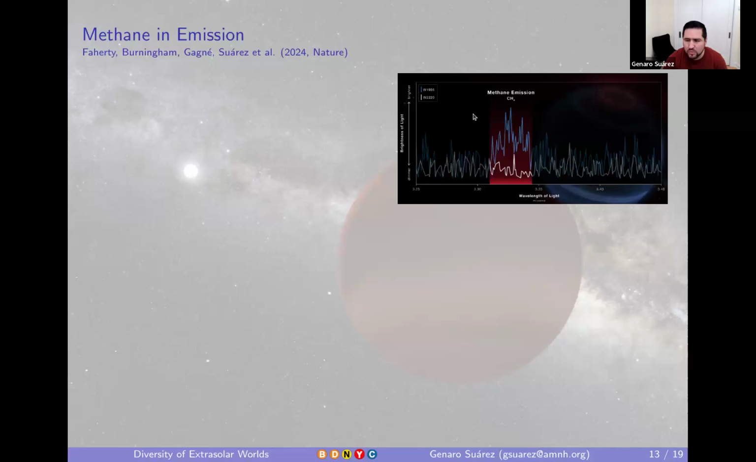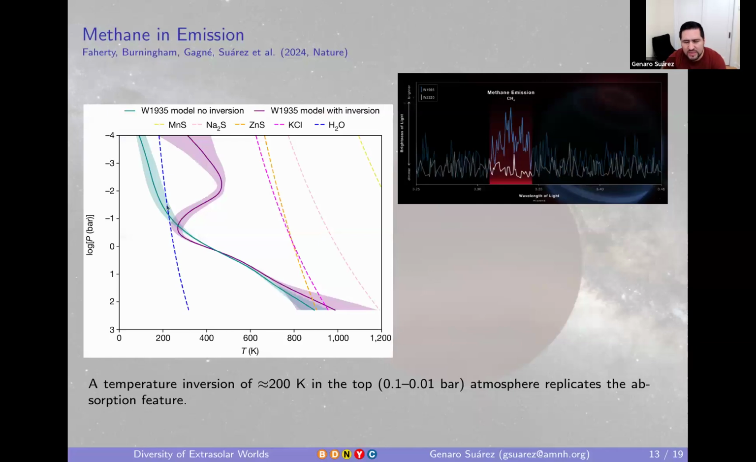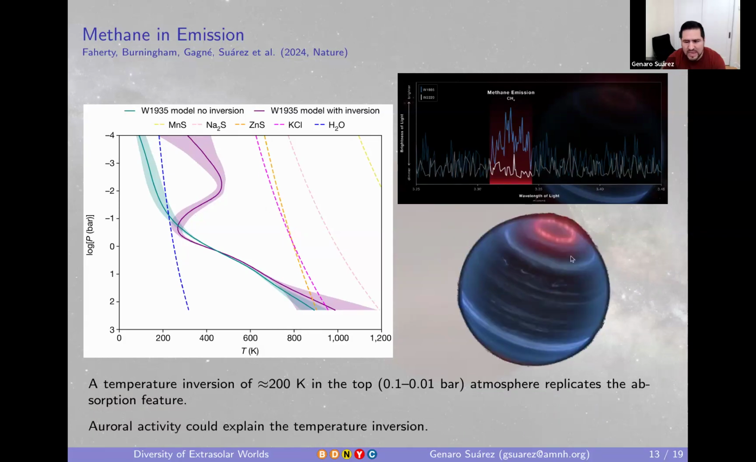And to explain what could be causing this emission, we modeled our spectra using the Brewster retrieval framework, and we found that to obtain this methane in emission, we need a temperature inversion in the PT profile, an inversion of about 200 Kelvin in the top atmosphere. So we think that this inversion could be produced by auroral activity in the atmosphere of this object.